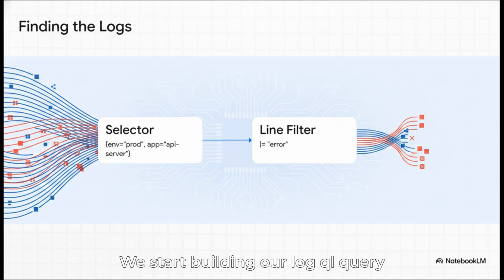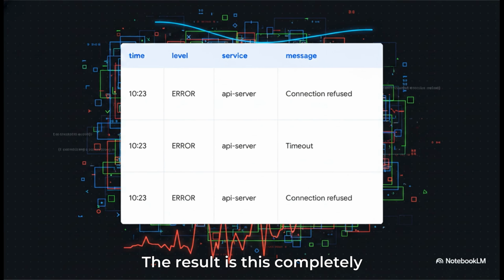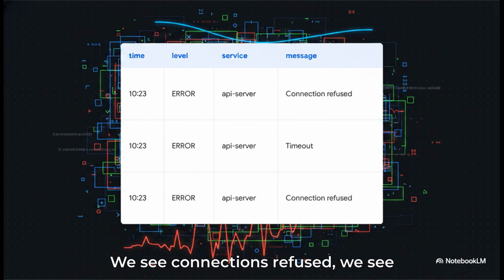We start building our LogQL query right there in the editor. First things first, we use our stream selector to grab that production API server. Then, we apply a really simple line filter, just looking for the word error. But the result is this completely unreadable wall of raw log text. Sure, it tells us what happened. We see connections refused, we see timeouts, but it doesn't tell us where the spike is actually concentrated. Is the whole system down, or is it just one specific endpoint?